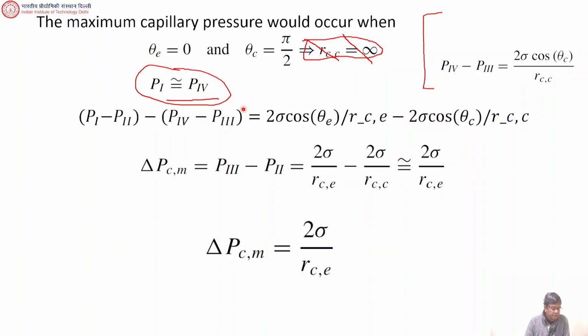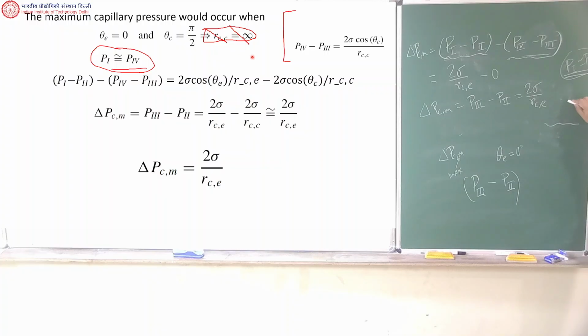Now he writes theta C equal to pi by 2, so RCC equal to infinity. That I did not like, so that's why I've cut it like this. Why do I not like this? Because, as I told you, on the condenser side it's almost like a flat surface. He says RCC is infinity, but RCC is a pore radius, so it cannot go to infinity. It's a fixed number, right?